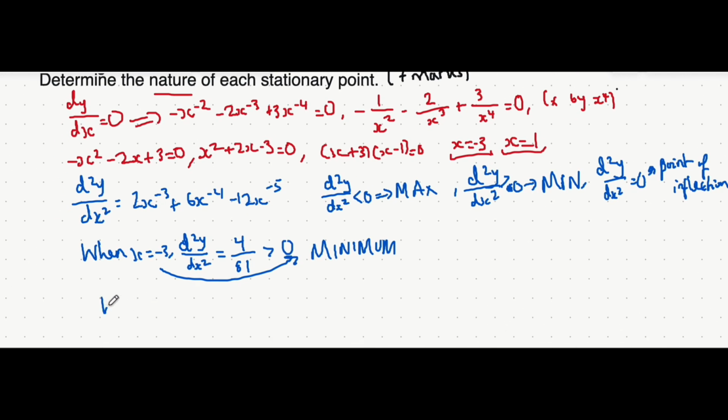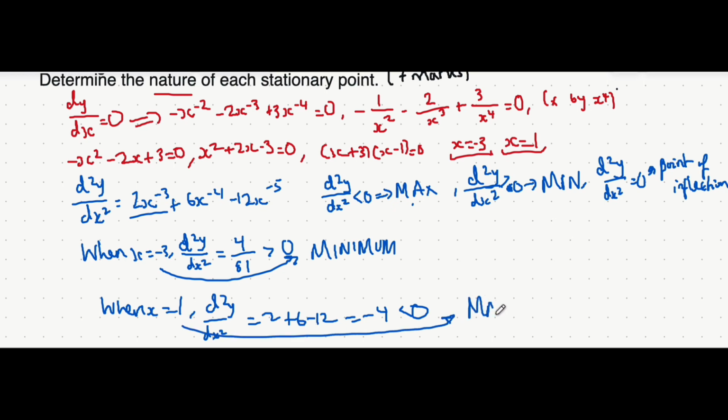Lastly, when x is equal to 1, this one's a bit easier. We don't really need a calculator because this term here just becomes 2, this becomes 6, and this becomes minus 12. 2 plus 6 minus 12 is minus 4, which again is negative. And the fact that it's negative means that it's a maximum stationary point. It's a bit like the opposite way around. You'd expect positive to mean a maximum, but that's the best way to remember it. When it's negative, it's a maximum, and when it's positive, it's a minimum.